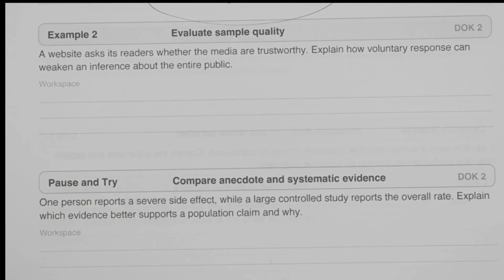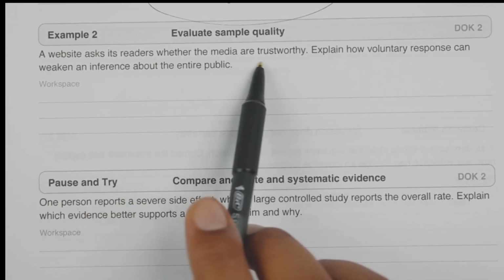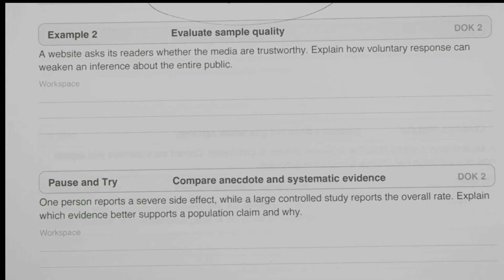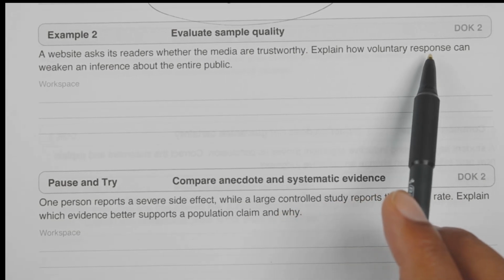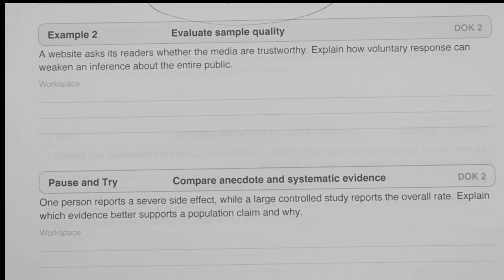Example number two, evaluate sample quality. Suppose a website asks its own readers, do you trust the media? And then uses those responses to make a claim about the entire public. Explain how voluntary response can weaken an inference about the entire public. The people who choose to respond may be different from people who do not respond at all. Also, the website's audience may not represent the entire population. This is a voluntary response sample.